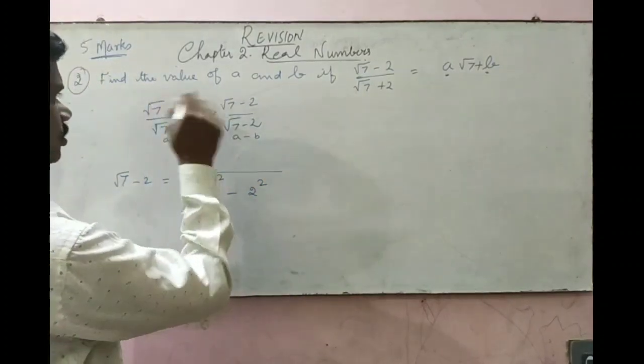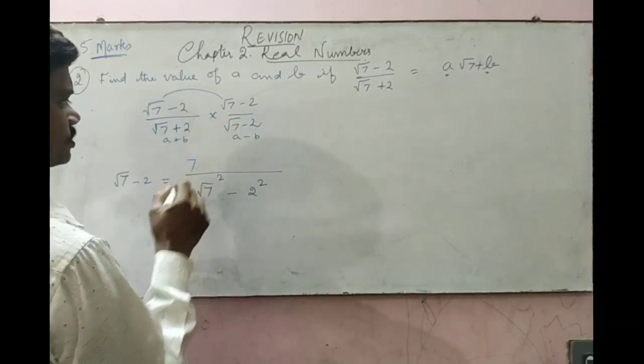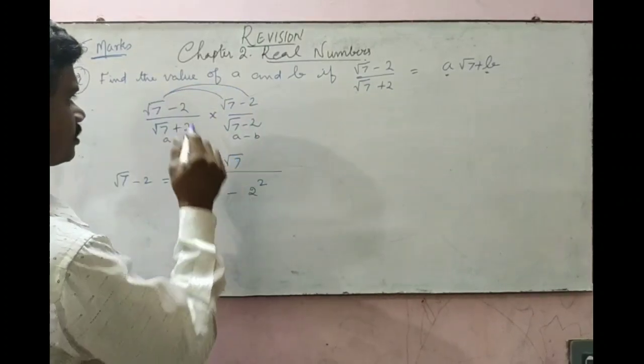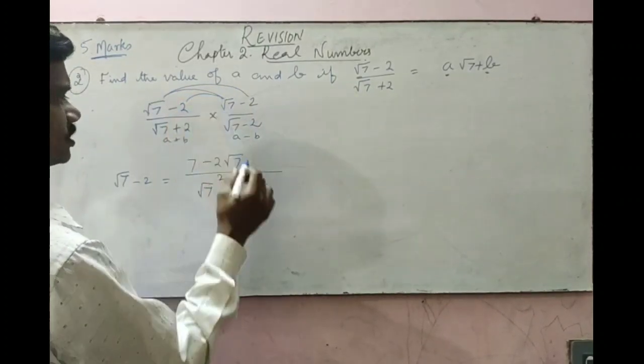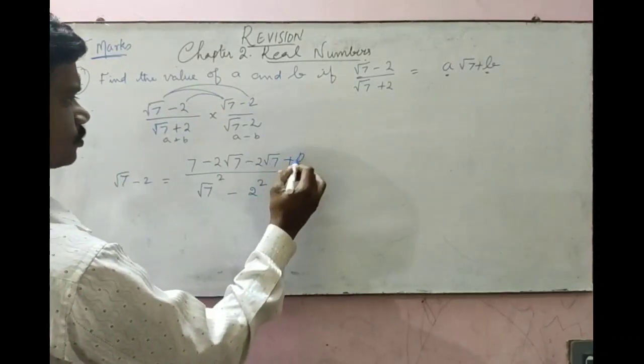Now you multiply the numerator. Root 7 into root 7 gives 7. Root 7 into minus 2 gives minus 2 root 7. Again minus 2 into root 7 gives minus 2 root 7. Minus 2 into minus 2 gives plus 4.